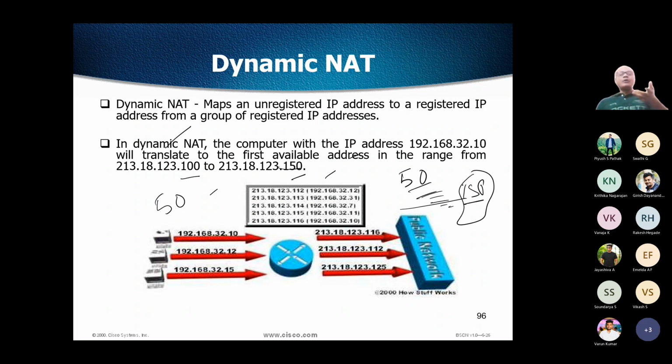It will create the pool. How we create a DHCP pool, right? Here also, dynamic IP NAT pool and pool name, 10 IP addresses or 20 IP addresses. Randomly it will pick which IP addresses are free in the pool, take that IP address and communicate to your ISP. That is your dynamic NAT.